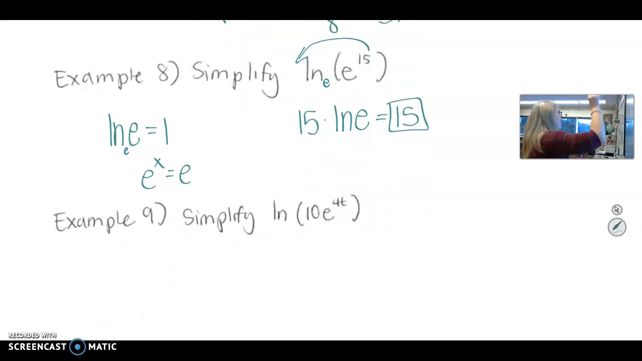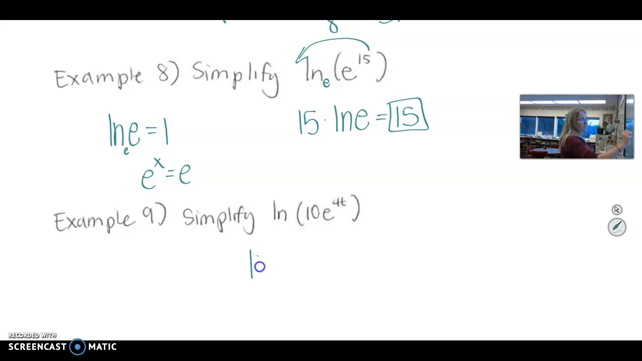There were other properties that we looked at as well throughout some of the previous lessons, so you can use different methods for simplifying number 8. Okay, so go ahead, pause the video, try to do example 9, and then come back and we will go through it together. You can check your answer and I'll go through it here.